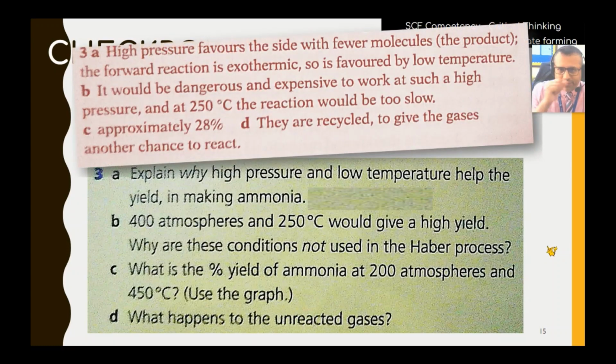High pressure favors the side with fewer molecules, the product. The forward reaction is exothermic, so it's favored by low temperatures, but not too low. You don't want it to be too low, otherwise you won't activate your catalyst and your reaction rates will be too low. It would be dangerous and expensive to work at such high temperatures, and at 250 degrees centigrade, the reaction would be too slow. The percentage yield of ammonia is approximately 28.